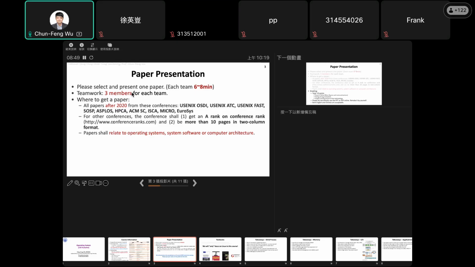fewer. Okay. You can get the paper from conference venues such as USENIX, OSDI, and EuroSys, which are all recommended. Papers should be published after 2020. Those before 2020 will not be counted. This is very important, because last year, some groups picked papers from before that time, and we took some points off their score.